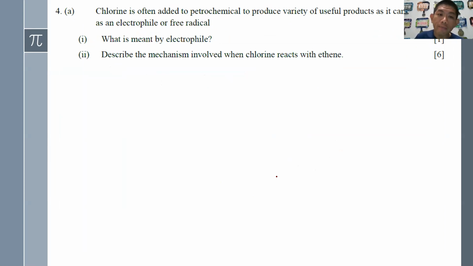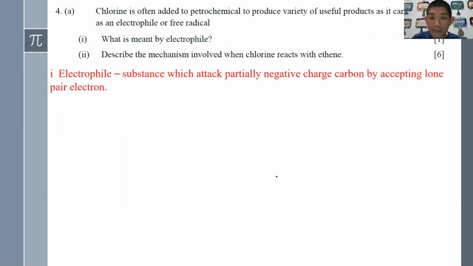The main keyword to define an electrophile is only one: lone pair electron acceptor. Electrophiles are lone pair electron acceptors. This is the main keyword for electrophile. And then nucleophile is a lone pair electron donor.